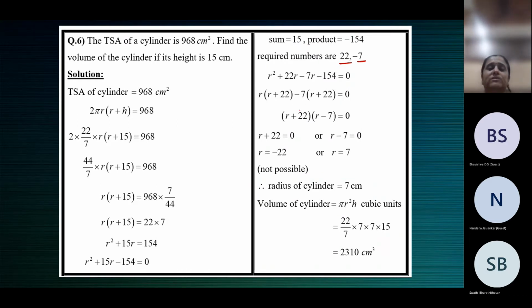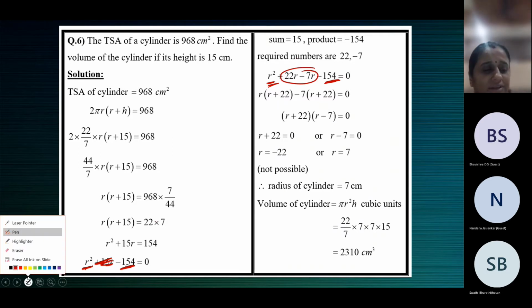Now split the middle term. The procedure itself is called solving by splitting the middle term. Which is the middle term? Plus 15R. We are going to split it as plus 22R minus 7R. There is R there, no? So to that 22, fix R, 22R, and minus 7R. That's the next step. Don't write this plus 15R. The first term R square is there, the last term minus 154 is also there, and the middle term is split into plus 22R and minus 7R.